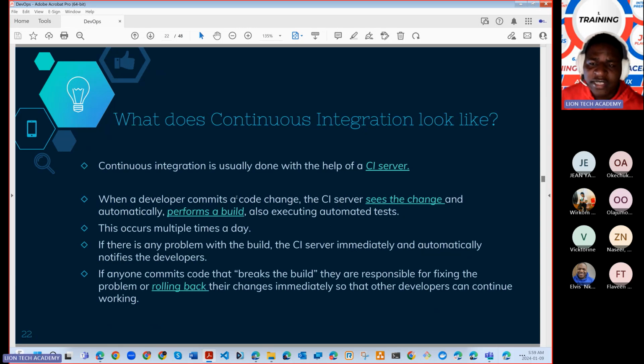So what does CI/CD or CI look like? Continuous integration is done with the help of a CI server. Interview question: what CI server have you used in your project?